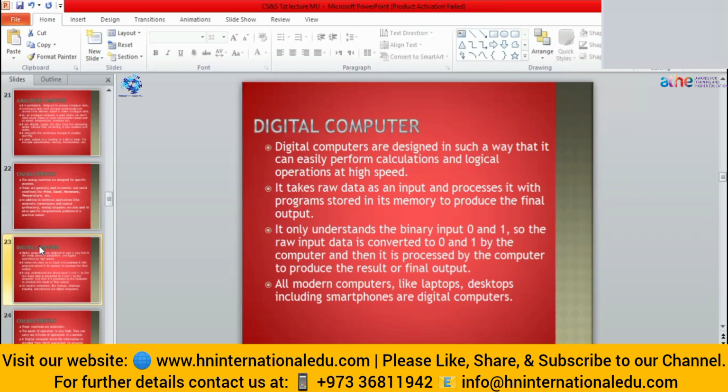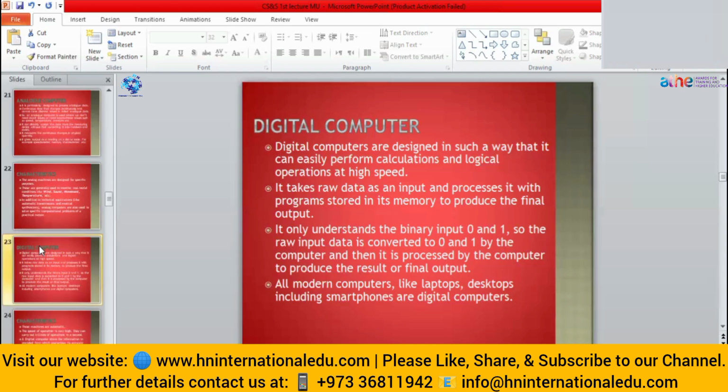So it takes raw data, that is not in processed form or meaningful form, and the computer itself processes the data and converts it into meaningful information. So we have to do the storage inside these computers, and we have to use the memory.